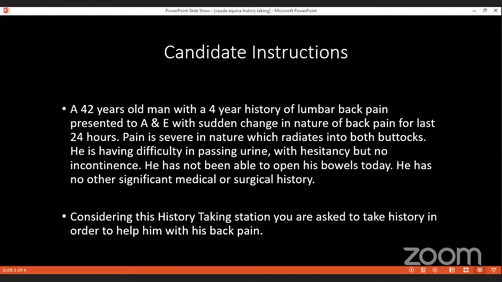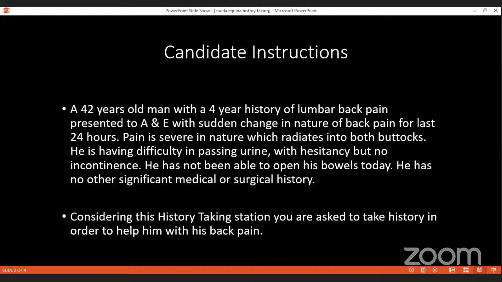Basically, I work in a workshop, like a factory, and my work involves carrying heavy loads and stuff like that. Okay, that's understandable. Any other previous surgical history? No, doctor, no. Okay, and do you feel any change in the sensation of your lower limbs, upper limbs, arms and neck, along with the pain?